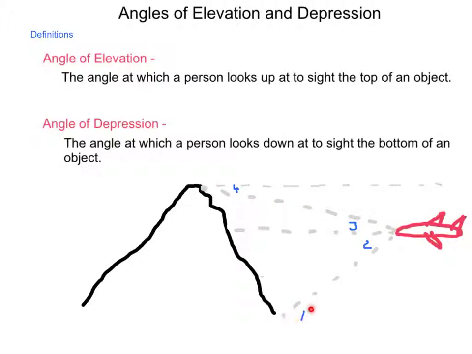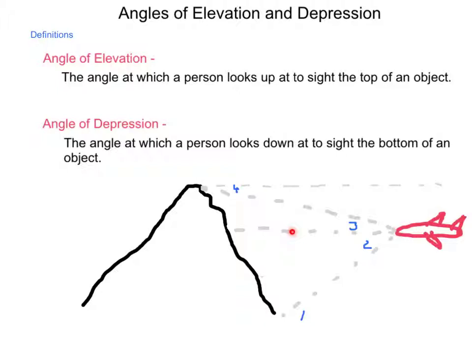Or if you're at the bottom of the mountain, angle 1 would be an angle of elevation to sight the airplane. Angles 1 and 2 are congruent to one another based on alternate interior angles of parallel lines with a transversal. Angles 3 and 4, by the same argument, are congruent because of the parallel lines and the alternate interior angle theorem. So we can use these relationships and our trig ratios in order to solve for missing distances. So we're going to take a look at a couple of such examples in this lesson.